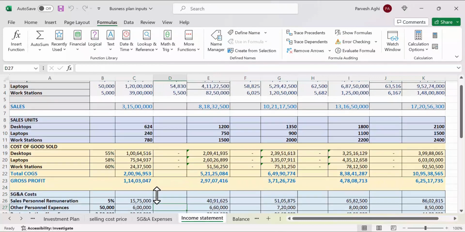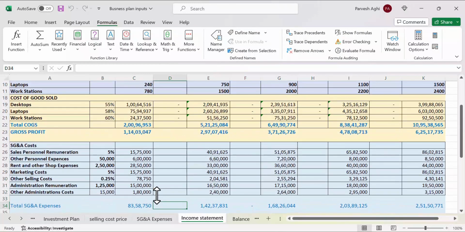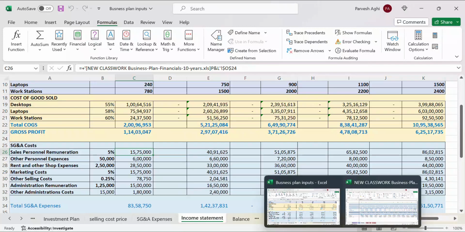Then we come to all these costs. I've shown you the assumption sheet. 5% is your sales and administrative personnel cost. We have seen that in the first slide, and I've given that your sales and personnel expense is going to be 5% of your sales. So if you look at it, the formula will actually be sales into 5%. You will get this number.